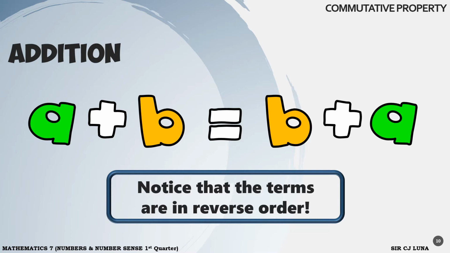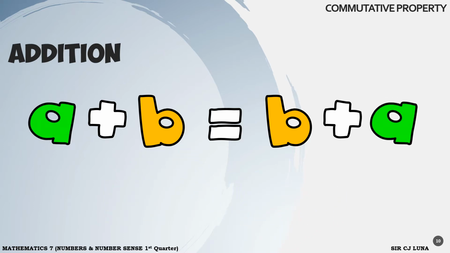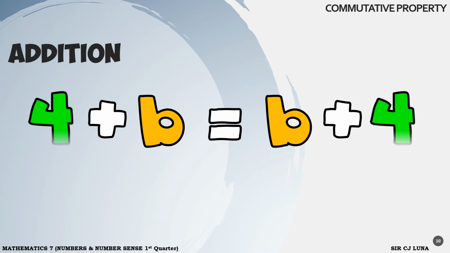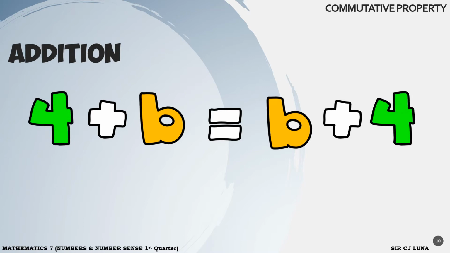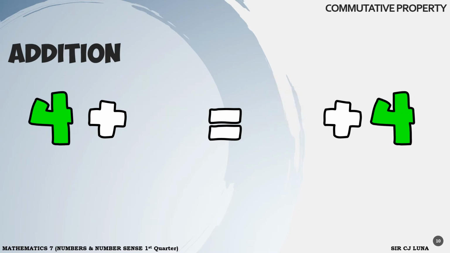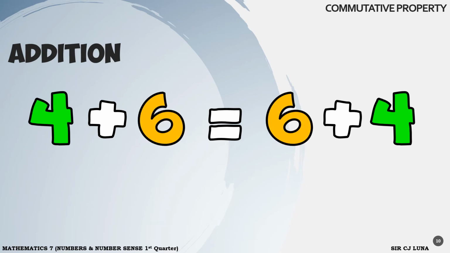Paano natin gagawin yun? Mag-a-assign tayo ng values para sa ating variable A and B. For example, ang A natin ay equal sa 4. At ang B naman, gagawin nating 6. Kapag ba ang ating mga addends ay magkabaligtad ng pwesto, apektado ba yung magiging sum nila? Tignan natin.